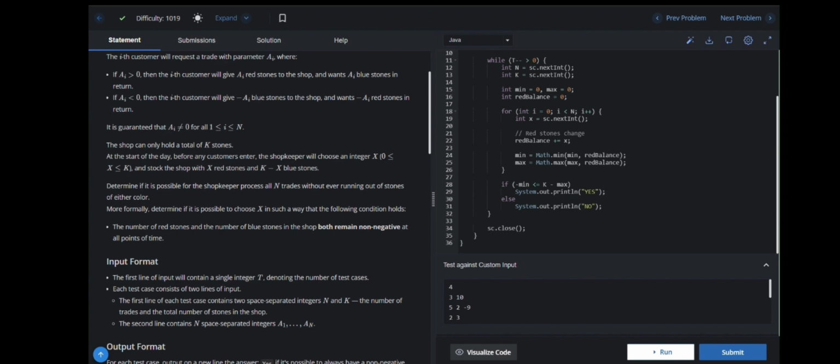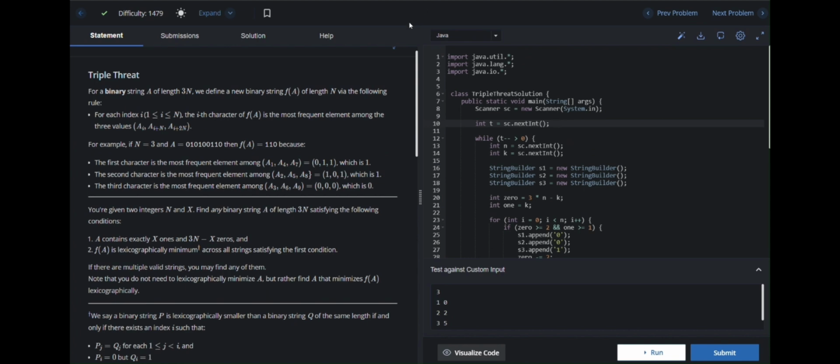Now let's move on to the next question. I will be giving you the overview of this question. We need to build a binary string A of length 3n that contains exactly k ones and 3n minus k zeros. The goal is to make the derived string f(A) lexicographically minimum. For now, what do you understand by lexicographically minimum?